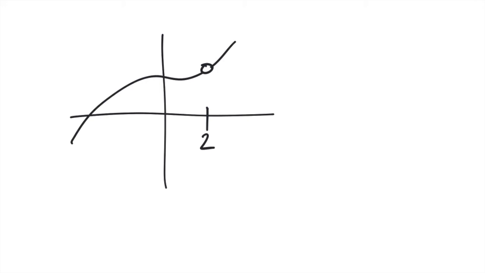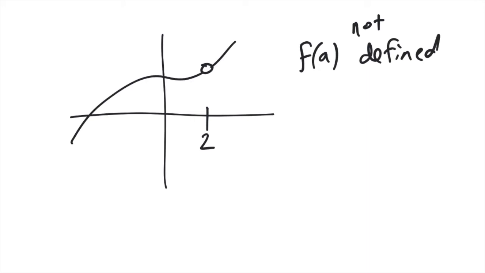So in this example where you have a hole, we would not have f of a. Maybe f of a is not defined, or maybe f of a is up here somewhere, where f of a gives you a different value than the left-hand limit and the right-hand limit. So if you have a hole, that's what that would look like.